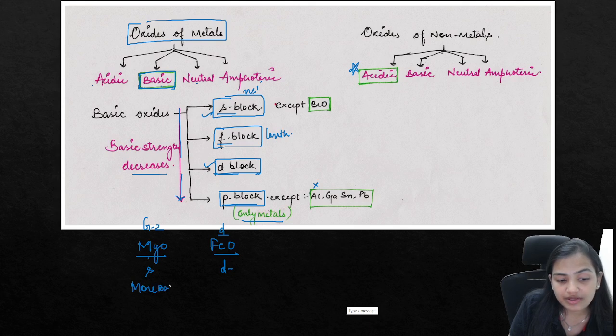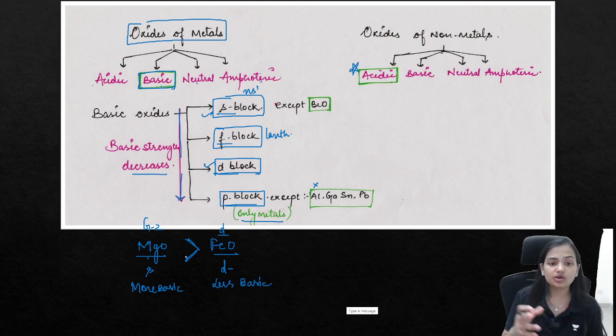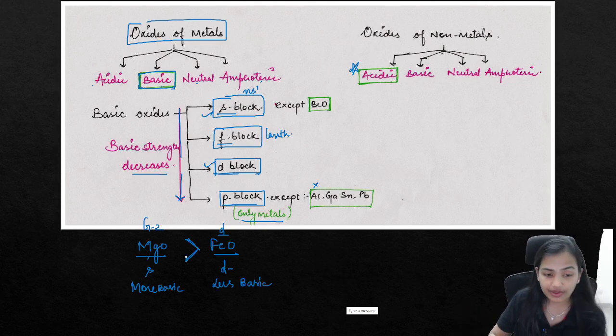So this is more basic and this is less basic, okay. So this way we can do the comparison. Magnesium oxide is more basic as compared to FeO, if you know which element belongs to which particular block, okay.